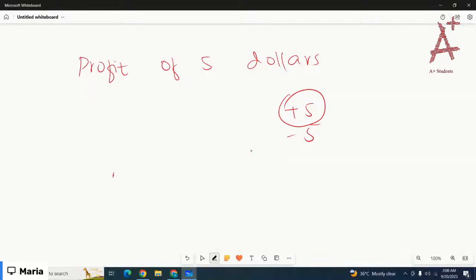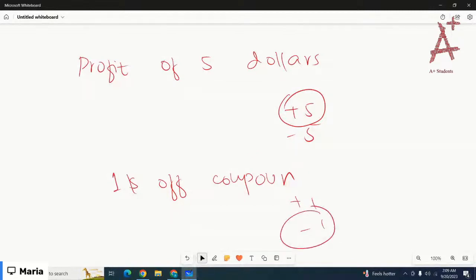Okay, the next one is $1 coupon. How do you represent the scenario? With positive 1 or negative 1? Which is the correct option? $1 off. That is a reduction of $1, right? That would be represented by a negative number. $1 off, negative 1. Like you have to pay $1 less. That would be negative 1, right?